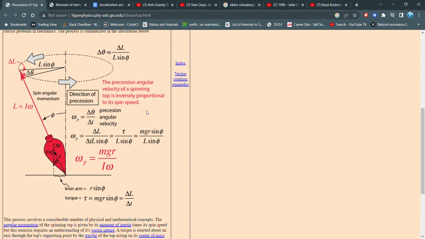Hello, my name is Ryan, and I'm here to talk about anti-gravity today. Anti-gravity in the form of a precessing top. So first we have to derive a gravity equation from the precessing top equation.